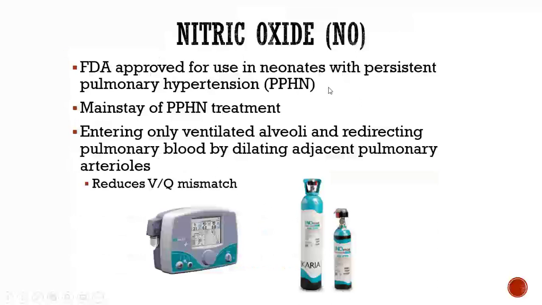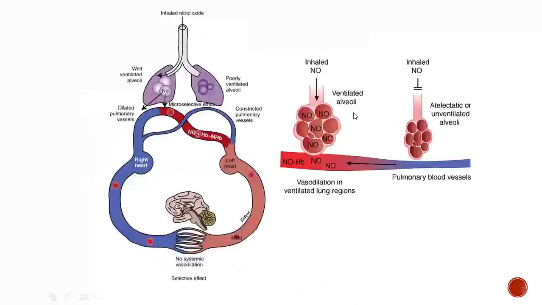Nitric oxide, the FDA approved it for use with neonates, treatment of persistent pulmonary hypertension. This is kind of where it explains how it enters the ventilated alveoli, and it really relaxes those pulmonary blood vessels to allow blood flow to get into the lungs so that that baby can start to ventilate properly. It reduces the VQ mismatch. So this is kind of a picture of what it does.